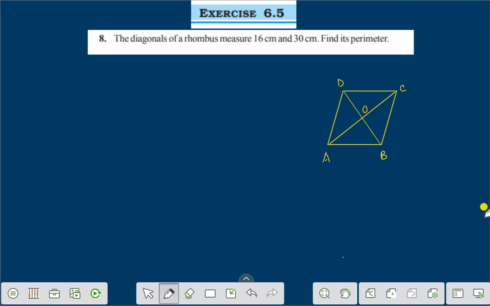Hello everyone, today we shall discuss exercise 6.5 question number 8. The diagonals of a rhombus measure 16 cm and 30 cm. Find its perimeter.